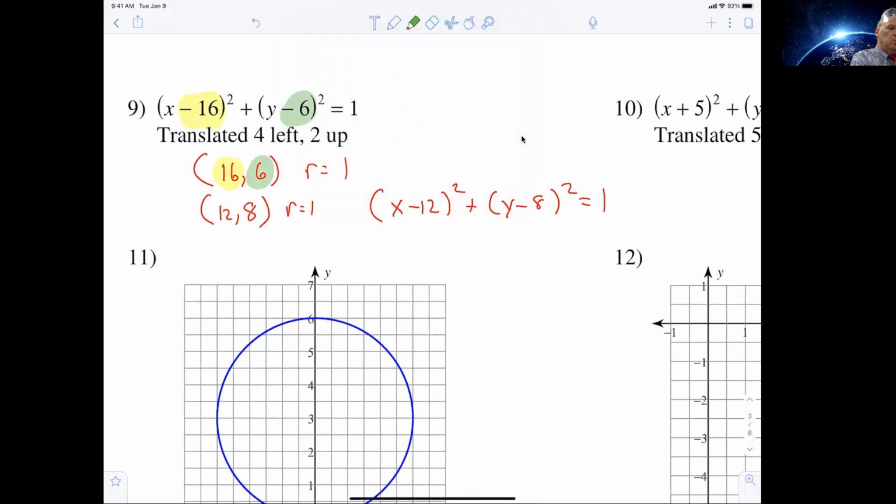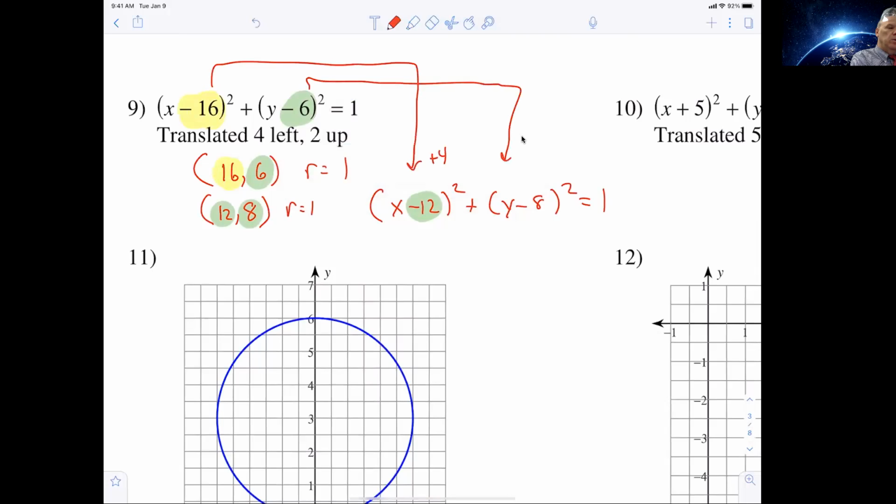So I just moved it, what? Left 4 and up 2. And now, left 4. So if I go left 4, I'm really what? I know, but from this equation to this equation, what am I doing? You're adding 4. And over here, what did I do? You subtracted 2.